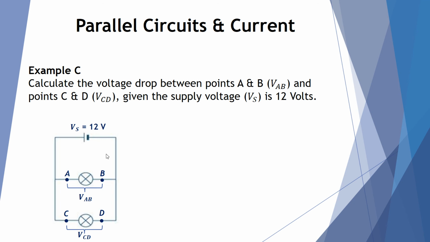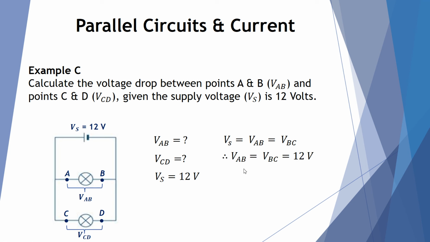So example here, let's calculate the voltage drop between point A and B, so voltage AB, and also the voltage between points C and D, voltage CD, given that the supply voltage is 12 volts. Okay, so voltage between A and B is a question, voltage between C and D is a question, and supply voltage is 12. Now we just explained in the last slide that the voltage in an individual branch, or between A and B, will be equal to that between C and D, and they'll both be equal to the supply voltage. So here it is as an equation.